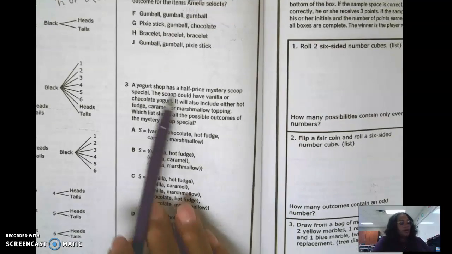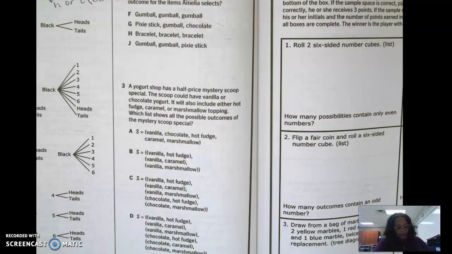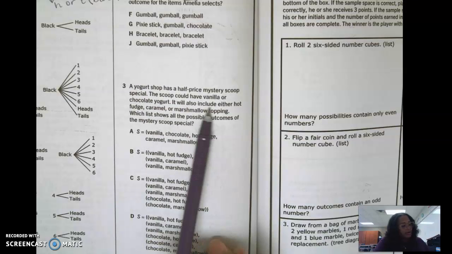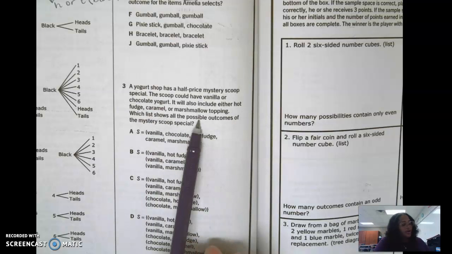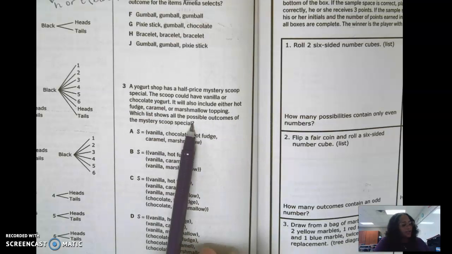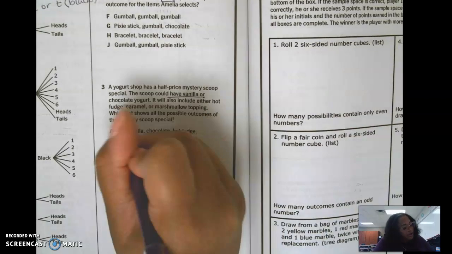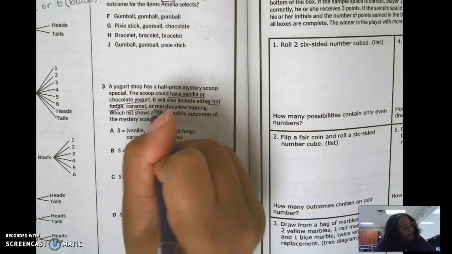Number 3, a yogurt shop has a half-price mystery scoop special. The scoop could have vanilla or chocolate yogurt. It would also include either hot fudge, caramel, or marshmallow topping. Which list shows all the possible outcomes of mystery scoop special? So, vanilla or chocolate, and either hot fudge, caramel, or marshmallow.